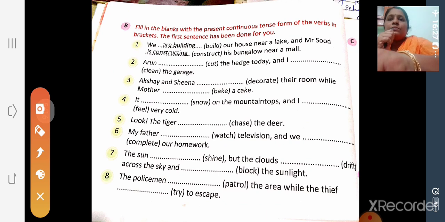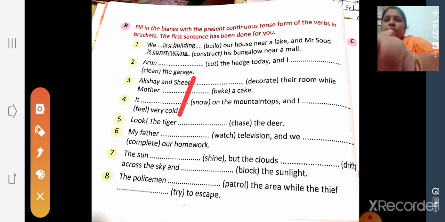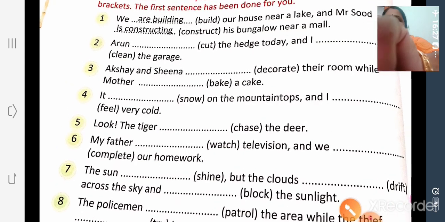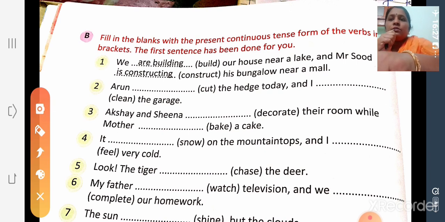Then fill in the blanks with the present continuous form of the verbs in the brackets. Verbs are given in brackets. We have to change it into present continuous tense. Okay. So look at here. We are building our house near a lake and Mr. Sood is constructing his bungalow near the mall. Then Arun, bracket cut, Arun is cutting the hedge today.